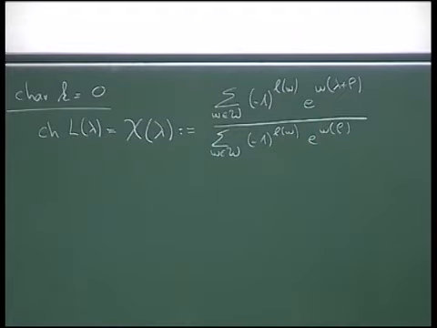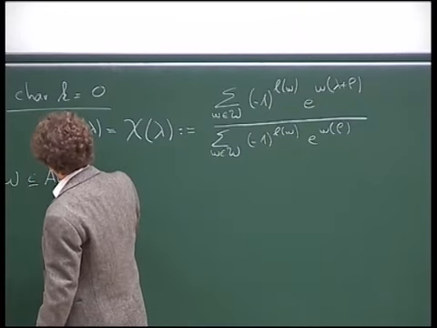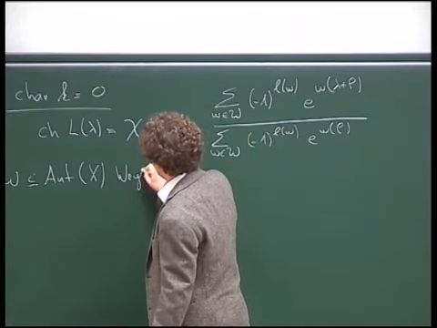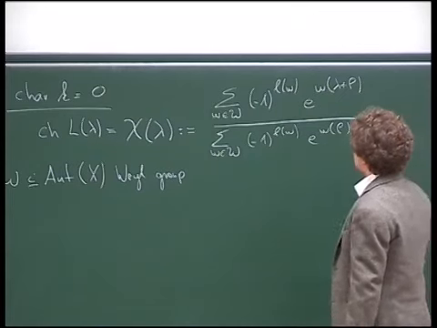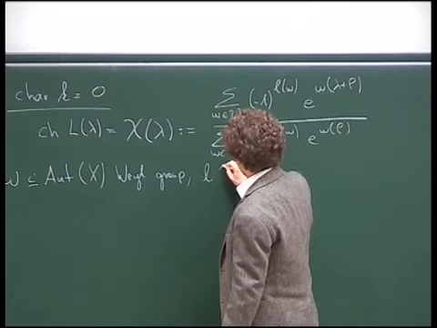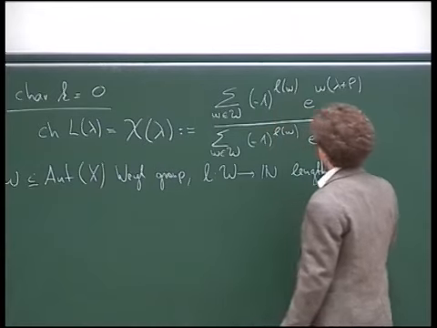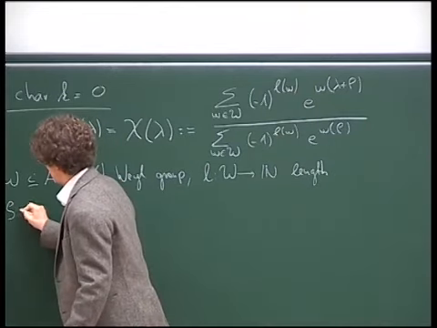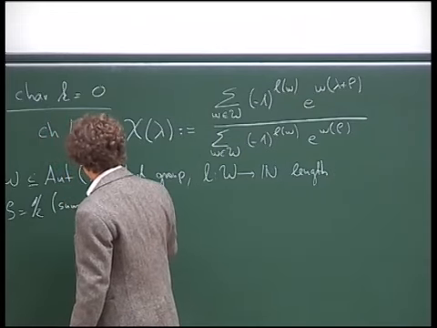On the right-hand side here, we have this expression where W is the Weyl group acting on the lattice X, the Weyl group associated to our group G, l is the length function, and rho is 1/2 of the sum of positive roots.